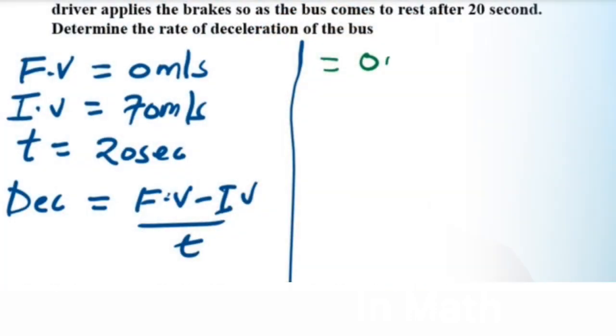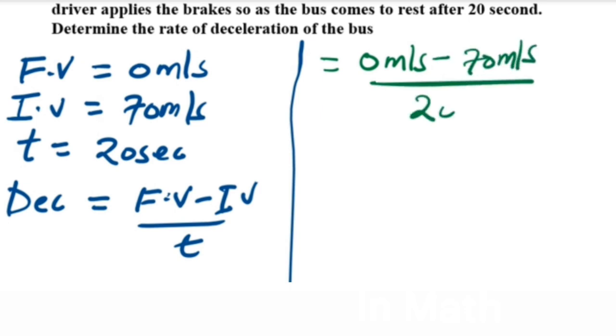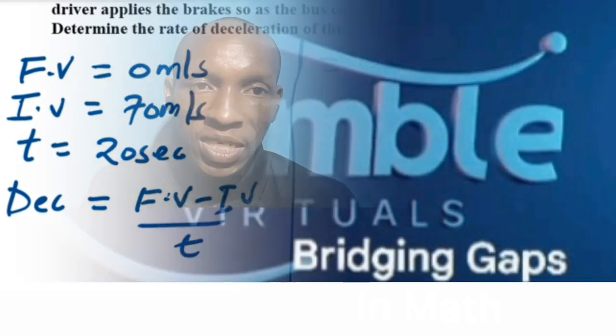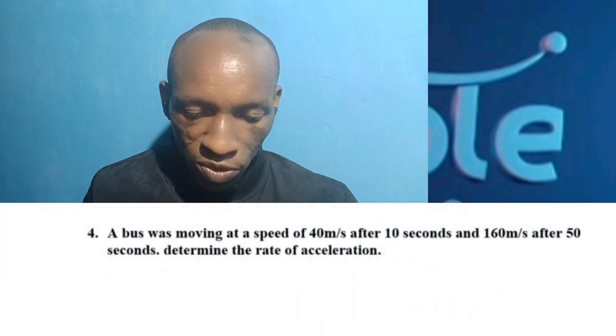So therefore, deceleration will be final velocity minus initial velocity over time. That is going to be 0 meters per second, subtract 70 meters per second, divide by 20. That gives you negative 70 meters per second over 20, and that gives you negative 3.5 meters per second square. Now, example 3, I would wish that you do on your own.